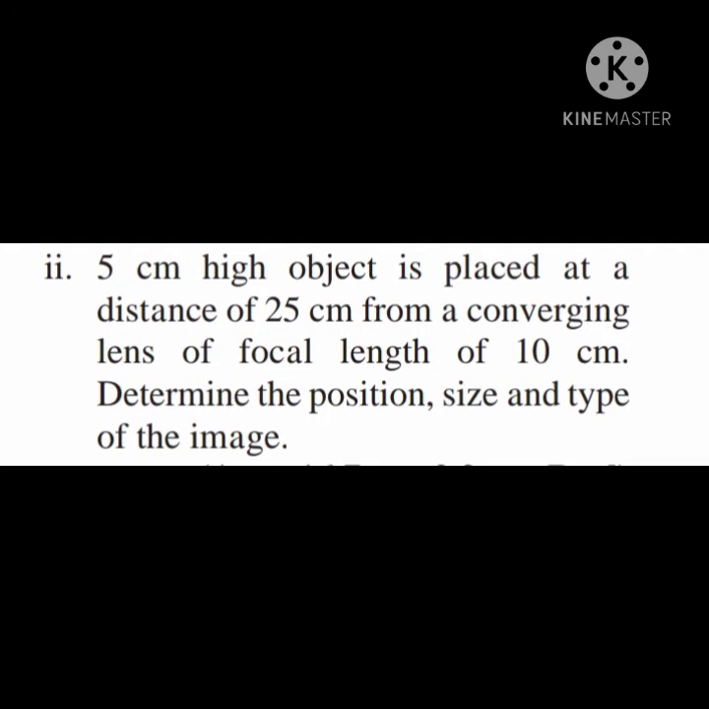Now, let's see the second question. A 5 cm high object is placed at a distance of 25 cm from a converging lens of focal length 10 cm. Determine the position, size and type of the image.